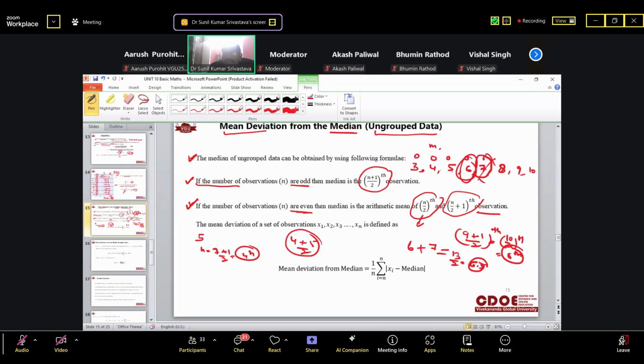That will be the median of the given observations when the number of observations is even. So if the number of observations is even, the median is the arithmetic mean of the n by 2th term and the n by 2 plus 1th observation of the given data set. In that case, the mean deviation about the median is defined as 1 by n times the absolute deviation from the median, not the mean. Absolute deviation from its median.